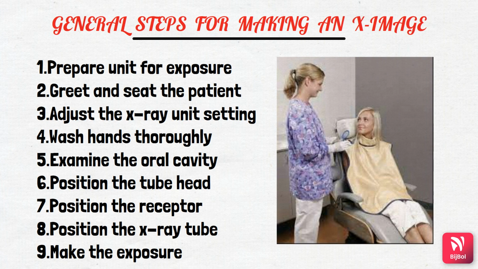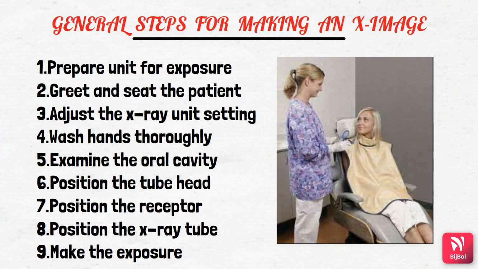Next is positioning the X-ray tube. Adjust the vertical and horizontal angulations of the tube head to correspond to the receptor holding instrument. The end of the aiming cylinder of the X-ray machine must be flush or parallel to the guiding ring of the instrument. Aligning this is very important. Caution: ask the patient not to move.